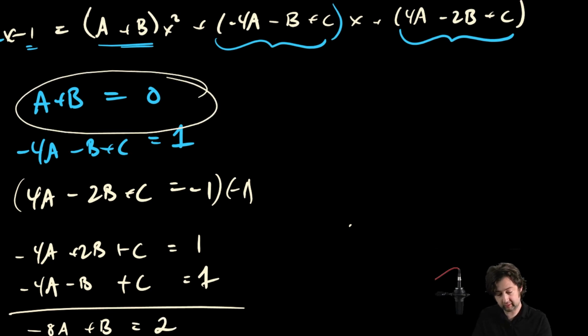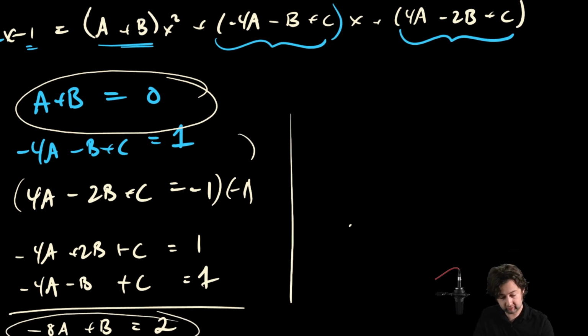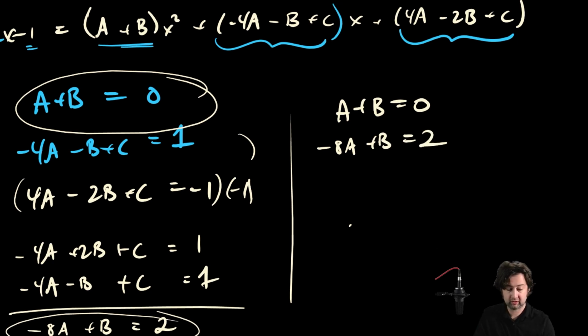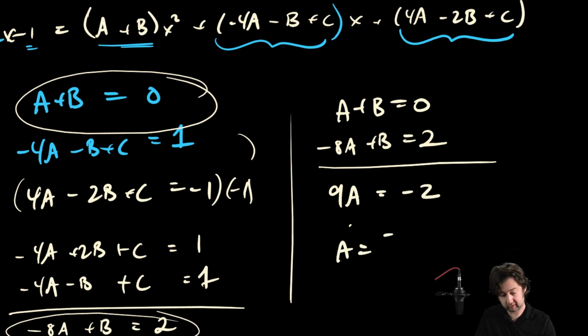Now I have this equation. I've combined these two together to get this equation, and I've got a new system that's smaller. a plus b is equal to 0, minus 8a plus b is equal to 2. I can subtract again, and what I'll end up with is 9a is equal to negative 2. So a is minus 2/9. But a plus b is equal to 0, which must mean that b is equal to positive 2/9.